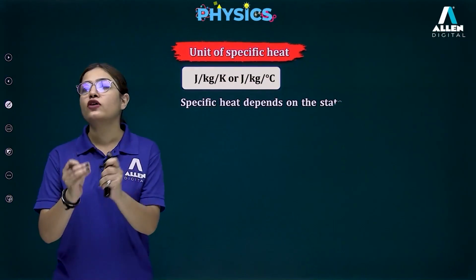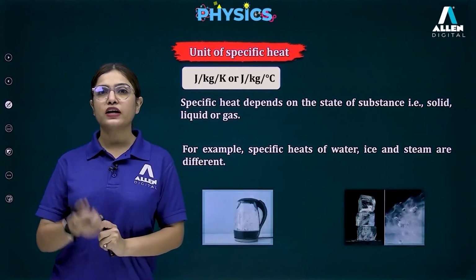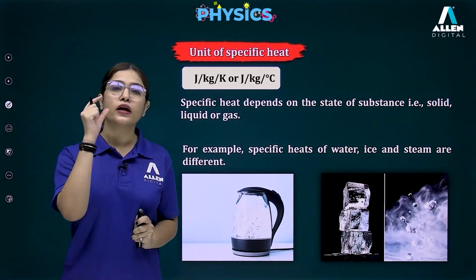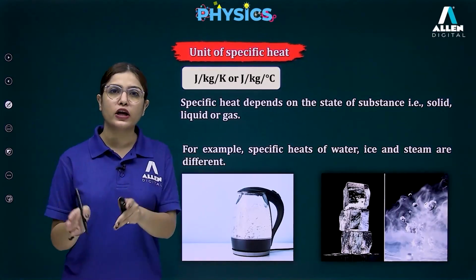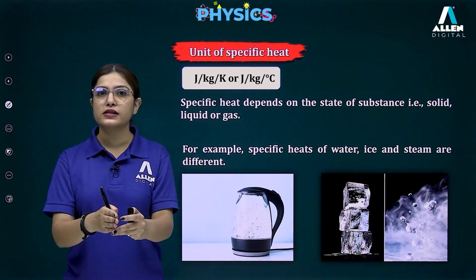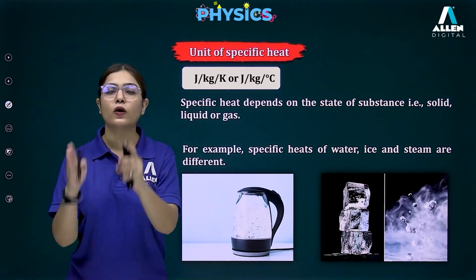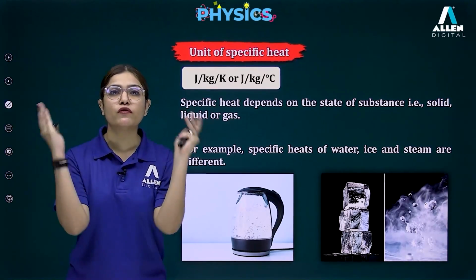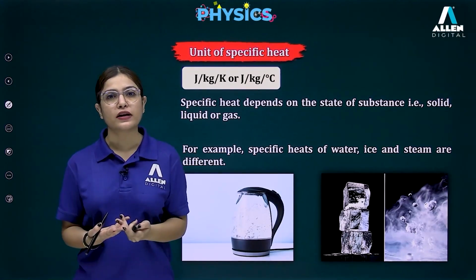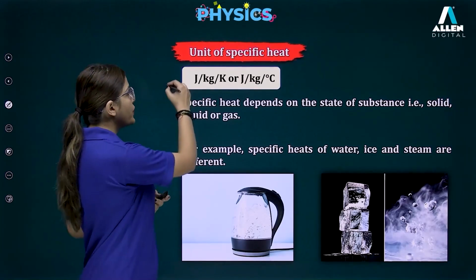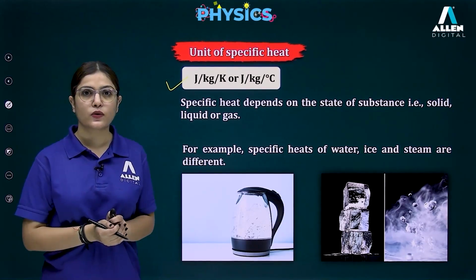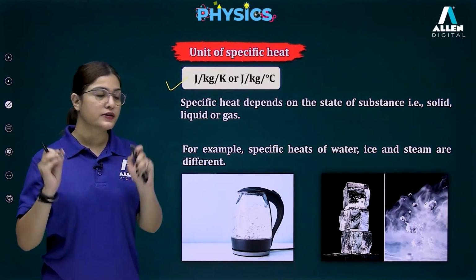Now let's see the unit of specific heat. I just told you if we are taking a mass of 1 gram or 1 kilogram, and raising the temperature by 1 degree Celsius, the amount of heat required to do this is called the specific heat. So specific heat is also a physical quantity. The unit is joule per kilogram per Kelvin, or joule per kilogram per degree Celsius.